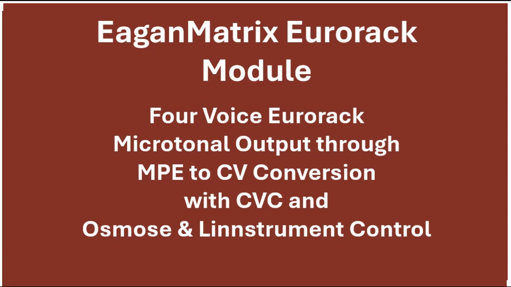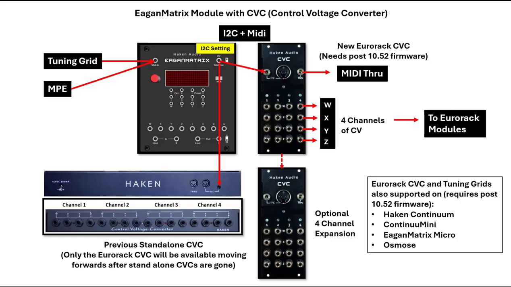Let's talk about how to use the EaganMatrix Eurorack module, though you could do this with any of the EaganMatrix instruments, to support a 4-voice microtonal output using the control voltage converter, the CVC, with MPE input and Osmos MPE control. In short, the EaganMatrix module with CVC can support MPE-to-CV conversion. Let's take a look at basic connections.